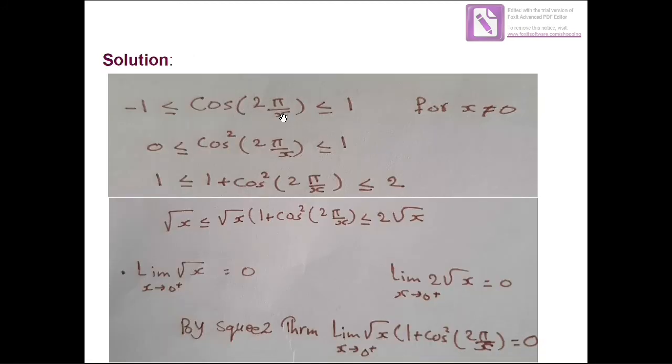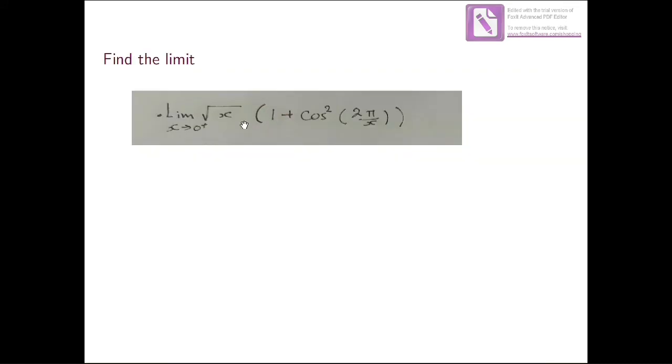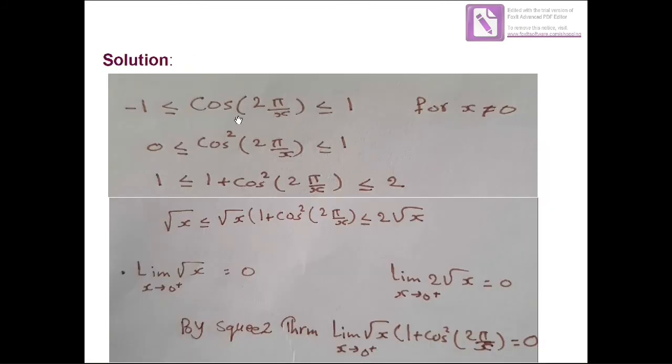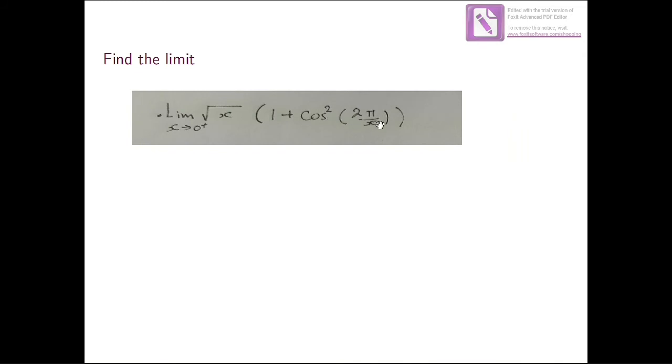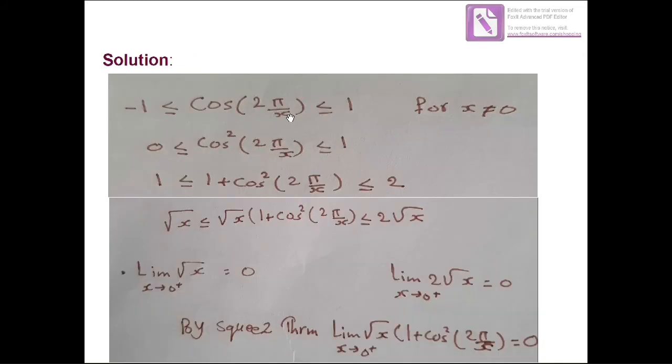So here we have the solution. Our function is root x multiplied by 1 plus cosine square 2 pi over x. We know that the cosine function, so we'll take cosine 2 pi over x, is between minus 1 and 1 for x not equal to 0, because if x is equal to 0, it is not defined.